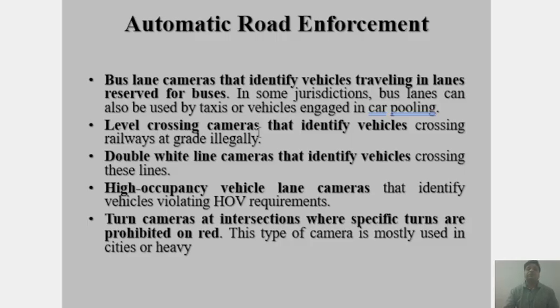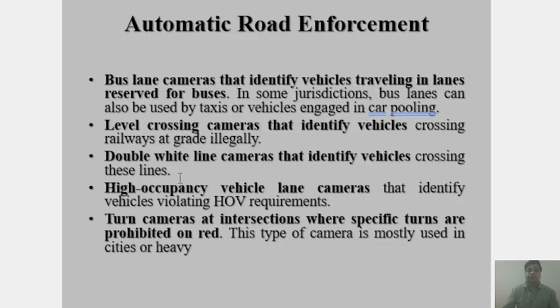Then level crossing cameras are also there, which identify vehicles crossing the railway at the grade illegally. At the railway crossing there are cameras that identify whether people are moving through even though the gate is down. If people cross illegally, information is sent to the nearby authorities so that some action can be taken, such that we can ensure proper enforcement on the road.